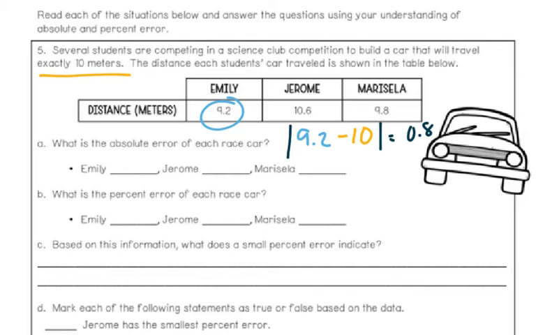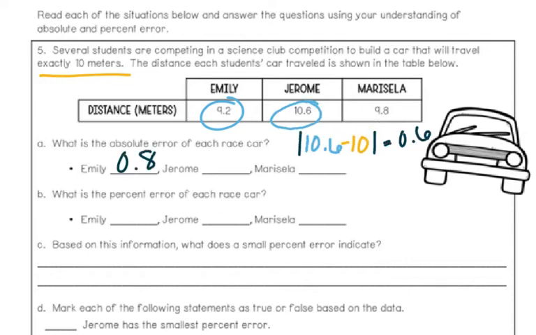The formula for absolute error is to take the absolute value of the difference between the approximate or measured value and the exact value. In this case, that is 9.2 minus 10, which we know would give us negative 0.8, but we're looking for the absolute value, which gives us Emily's absolute error of 0.8.